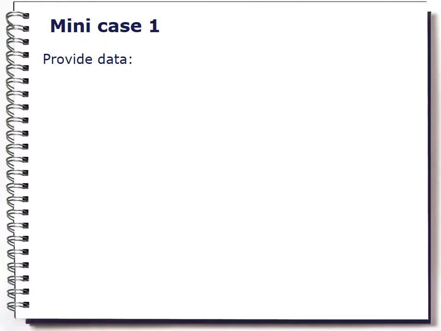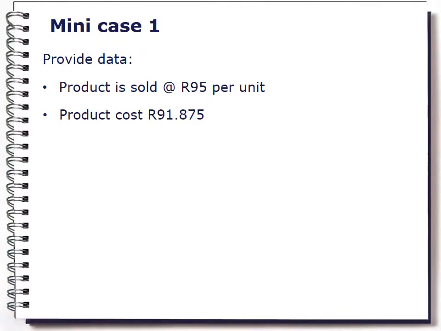The first mini case is a very simple one where I provide some data. It deals with a product which is sold for 95 Rand per unit. The product cost is given, which is 91.875 Rand per unit, which includes both the variable and the allocated fixed costs. And a fair amount is sold of this product, and the customers are quite happy with it.